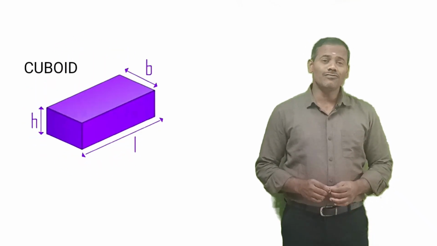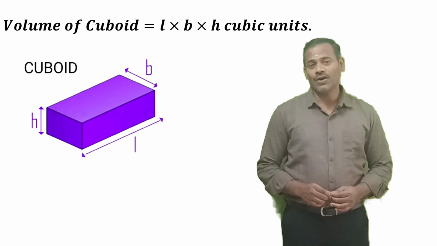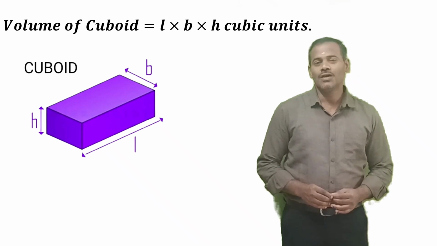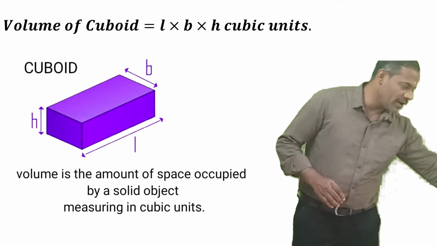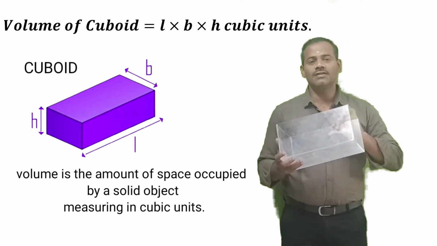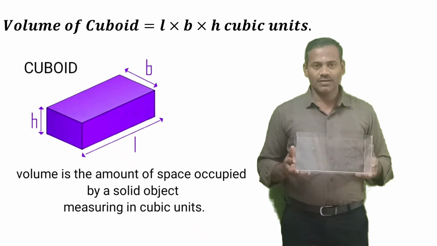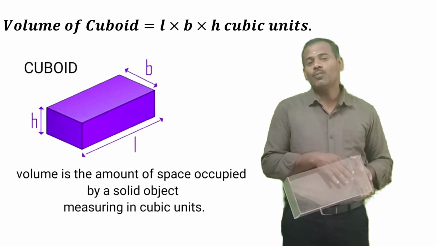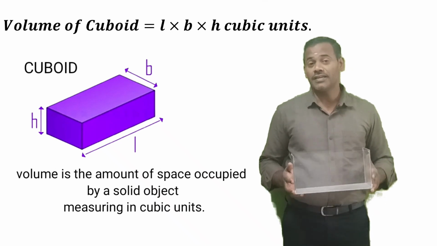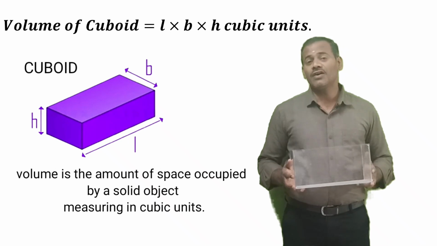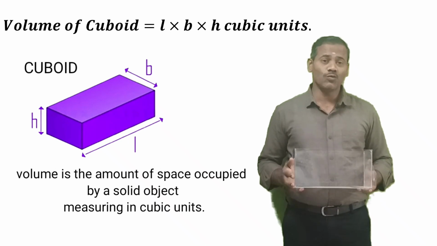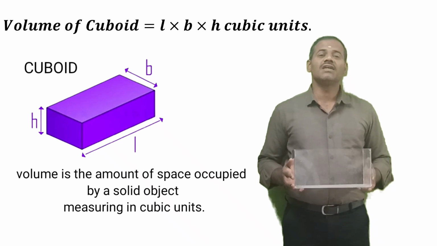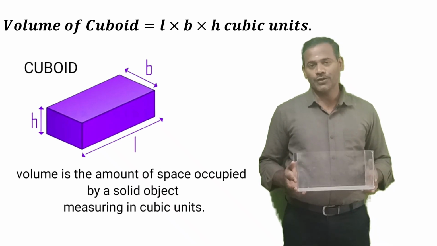Now the volume of a cuboid is length into breadth into height cubic units. Now children, what is meant by volume? Yes, volume is the amount of space occupied. If you can see here, this is the cuboid we have, right? So what is meant by volume? Volume is the amount of space occupied by a solid object, measured in cubic units. In area we are measuring in square units, whereas in volume we are measuring in cubic units. So the volume of a cuboid is length into breadth into height cubic units.